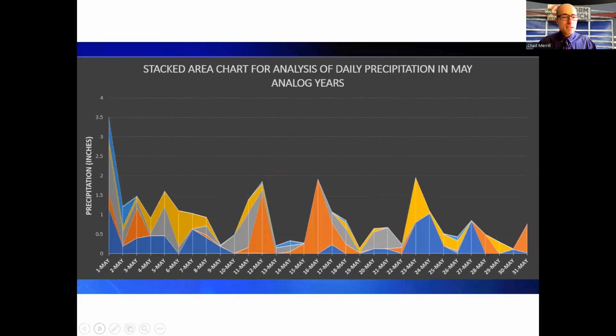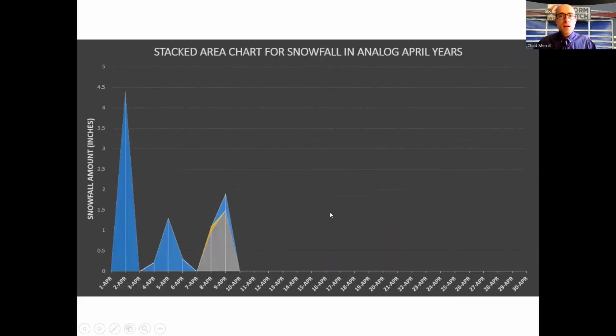When we look at snowfall anomalies in April, there are 3 years that did produce about an inch of snow around April 8th. So it wouldn't surprise me if we get a little bit of a cold blast in early April that produces a very light snow across the region, otherwise not seeing any potential going forward through the rest of the month.